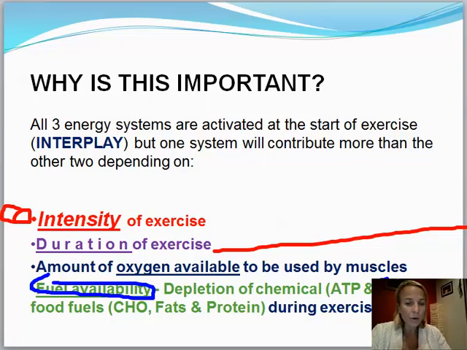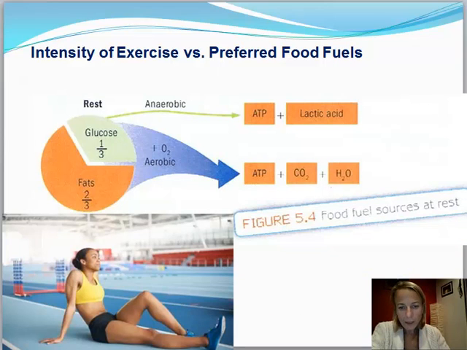If we have depleted all our PC stores, we cannot use the ATP-PC system as much to produce that very fast energy. And same with our carbohydrates and fats, when we're predominantly working aerobically, if we run out of carbohydrates, the faster fuel, then we're relying on our fats, which are slower, to provide us with that ATP.